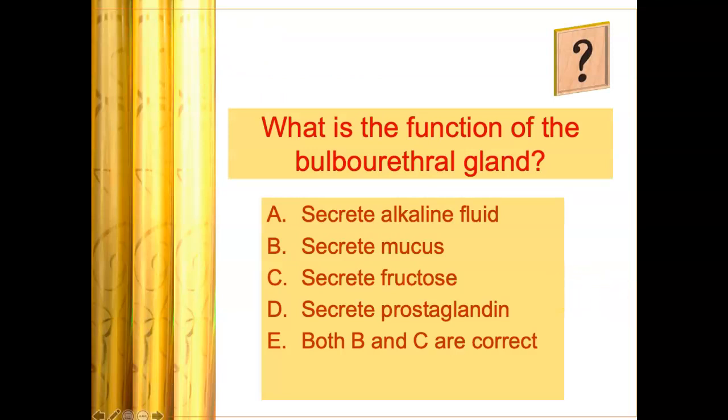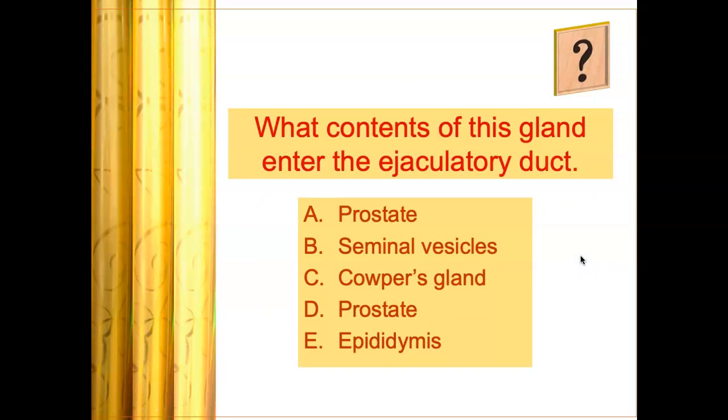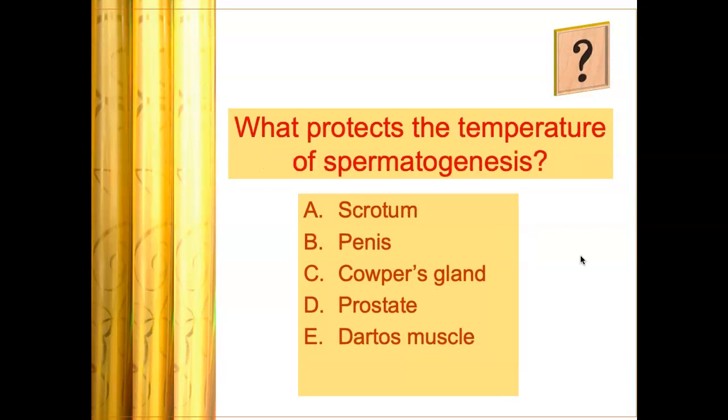What is the function of the bulbourethral gland? That's the bow tie. That's the last gland. So that produces really the mucus. However, some textbooks say there's some fructose being secreted as well. Mucus is fine. What's the function of the prostate? That's the face. That's the big round gland. That secretes alkaline fluid. What contents of this gland enter the ejaculatory duct? The seminal vesicles enter the ejaculatory duct.